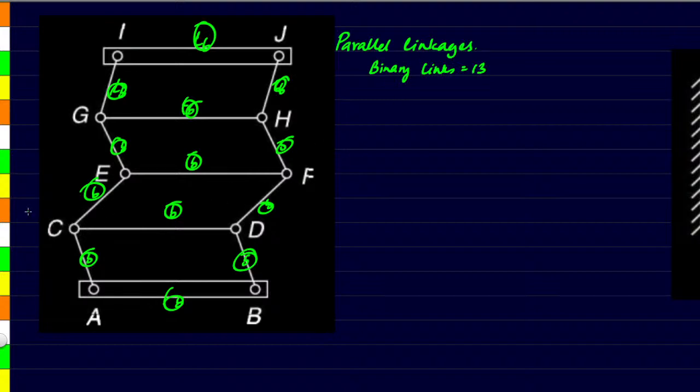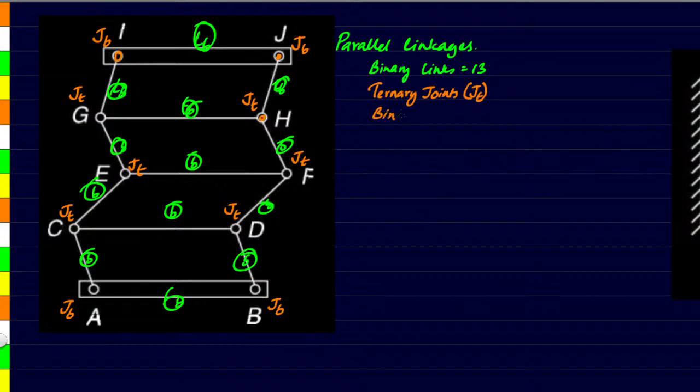Now what about binary joints? How many binary joints are there? This is a binary joint, and this is again a binary joint. What about the joint edge? At joint edge, we can see three links are connected. So one is here, one is here, one is here. Because three links are connected here, this becomes a ternary joint. G is also a ternary joint. Then E is also a ternary joint. F is also a ternary joint. This is also a ternary joint. The point C is also a ternary joint. Then A and B both are binary joints. Same goes at the top. These two joints are binary joints.